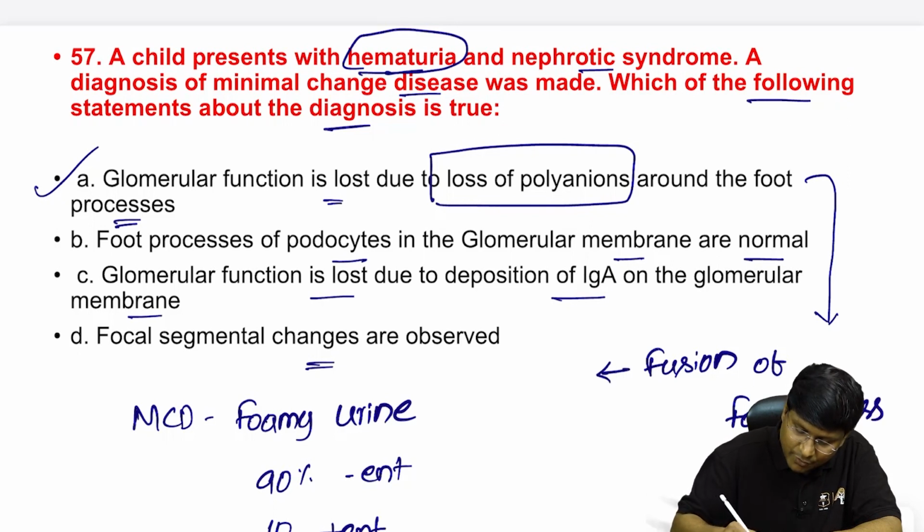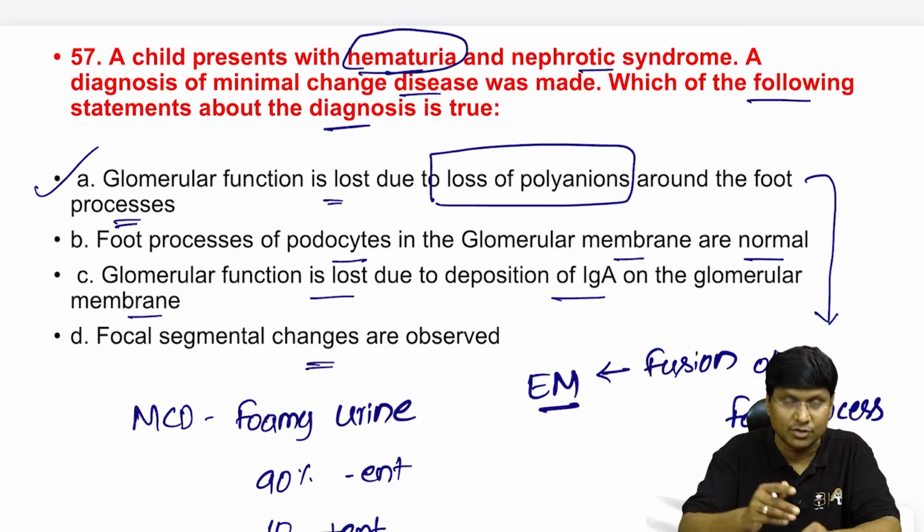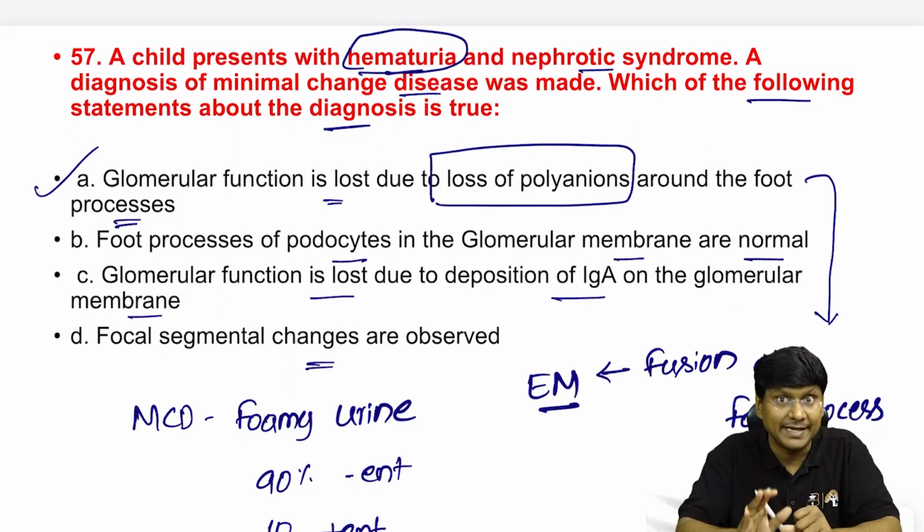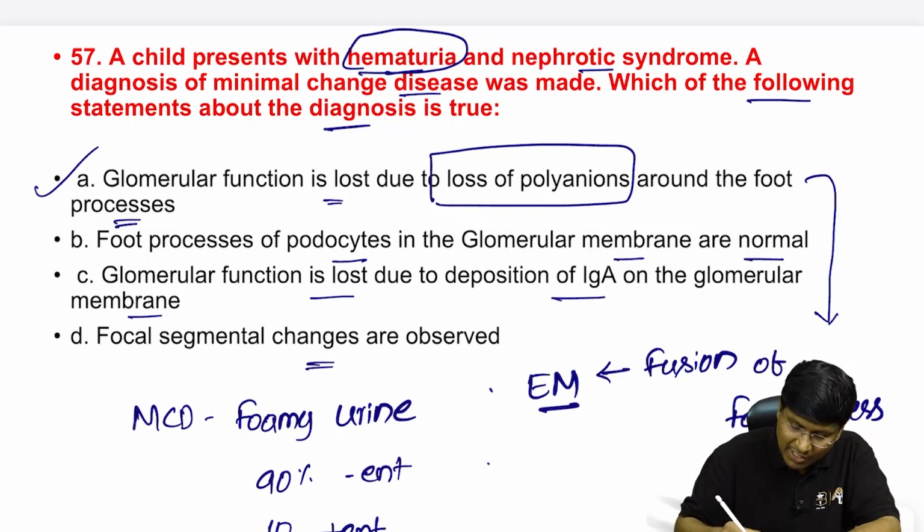And the fusion of the foot process can be observed on electron microscopy, but not on light microscopy. And what is the polyanion that is being lost? The polyanion that is being lost is heparan sulfate proteoglycan.